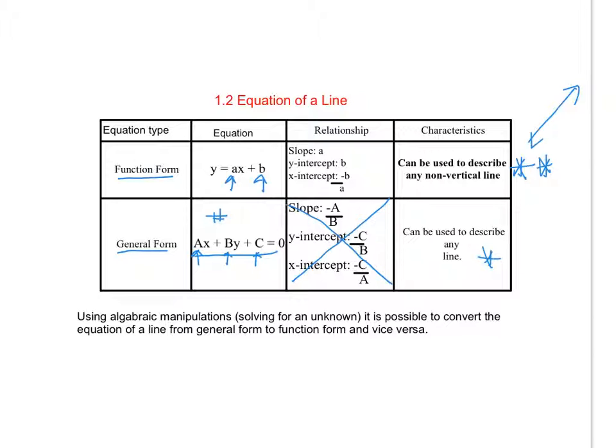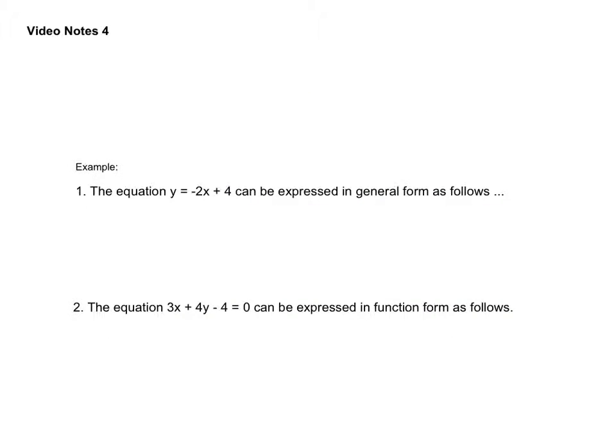So using algebraic manipulations, meaning we solve for something we don't know, it is possible to convert the equation of a line from general form to function form and vice versa, which is what I'm going to be showing. So the first example is the equation y is equal to negative 2x plus 4 can be expressed in general form as follows. Well, we know general form is ax plus by plus c is equal to 0. So I want to move everything to one side of the equal sign and put a 0 on the other side. So what does that mean?